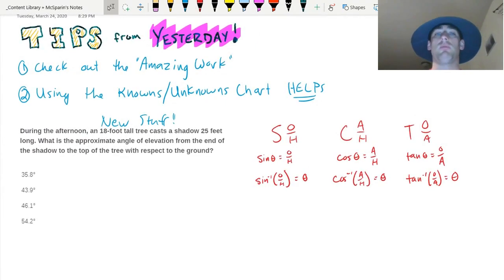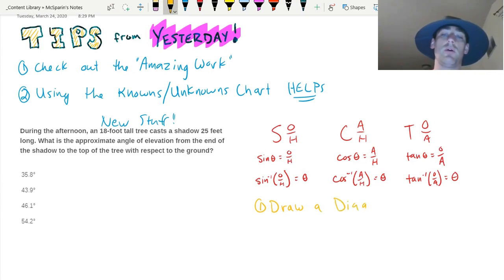Now, when you have a word problem, there's a new first step. Remember, the old first step was identify theta. The new first step is draw a diagram. You've got to have a diagram if there's not one in there. So here, let's read through this. During the afternoon, an 18-foot tall tree. Let's draw it. Oh man, you guys are going to get some amazing McSparran art skills. Trunk, tree, and that is 18 feet tall.